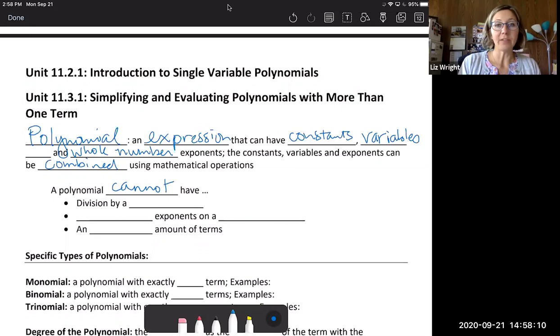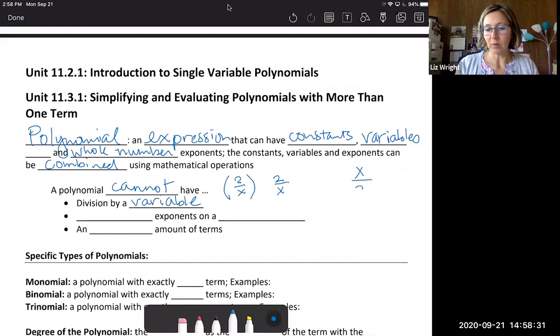It can't have division by a variable. What that means is you can't have a variable in the denominator. Like we can't have something like 2 over x. If I asked, is the expression 2 over x a polynomial? The answer would be no, because you can't have a variable in the denominator. If I gave you x over 2, yes, that's fine. There's no variable in the denominator.